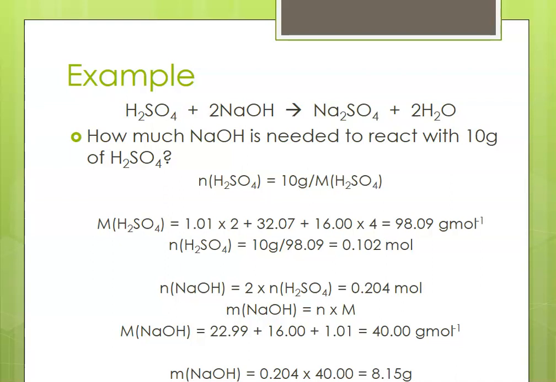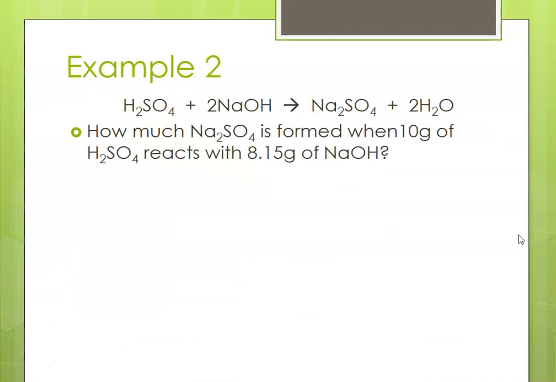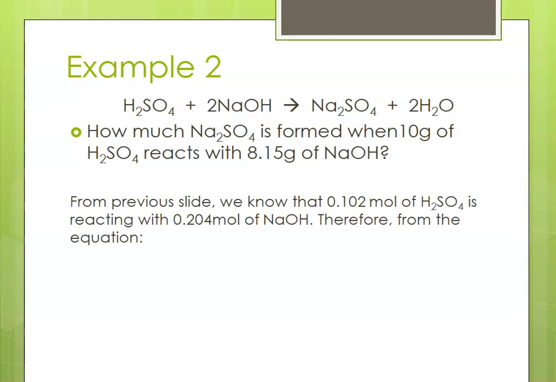Now, following on from that, if we have 10 grams of sulfuric acid and 8.15 grams of sodium hydroxide, how much sodium sulfate do we produce? Let's have a look at that. So, how are we going to find this? Well, first thing we need to do is start with what we've already worked out. We know that 10 grams of sulfuric acid is 0.102 moles, and it reacts with 0.204 moles of sodium hydroxide.